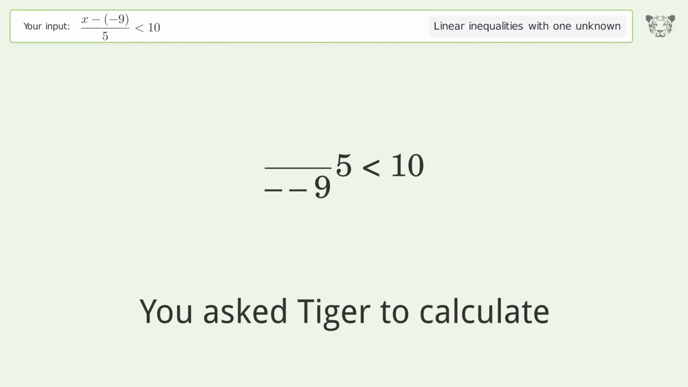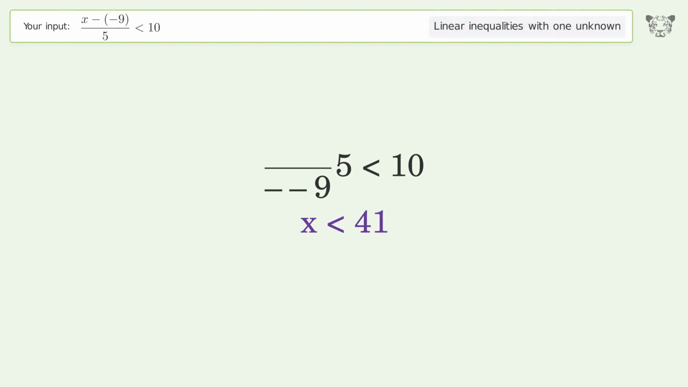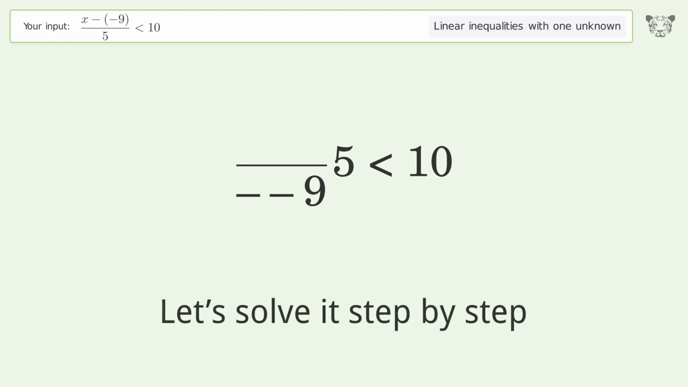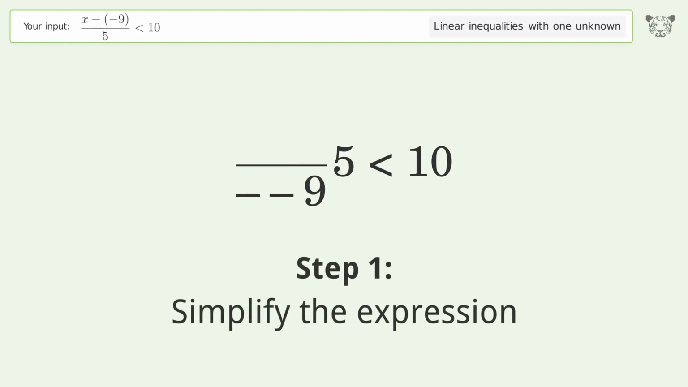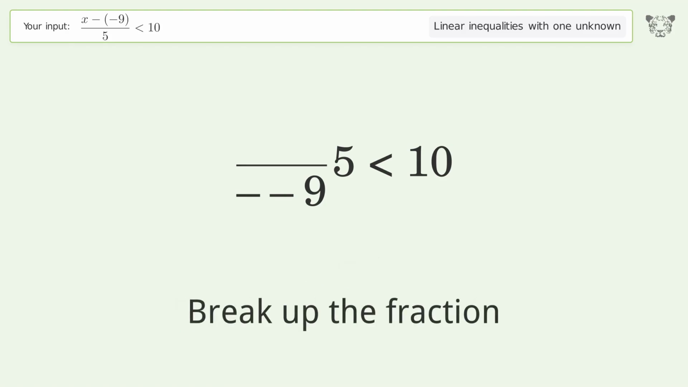You ask Tiger to calculate. This deals with linear inequalities with one unknown. The final result is x smaller than 41. Let's solve it step by step. Simplify the expression. Break up the fraction.